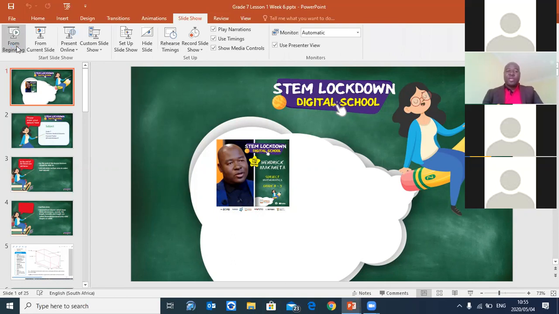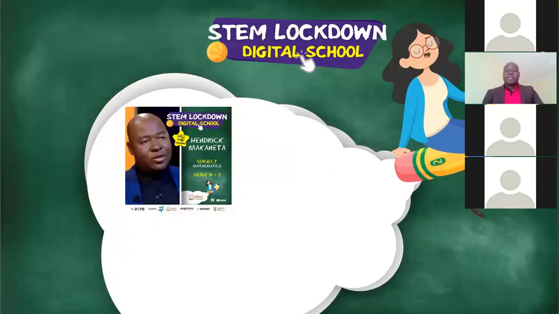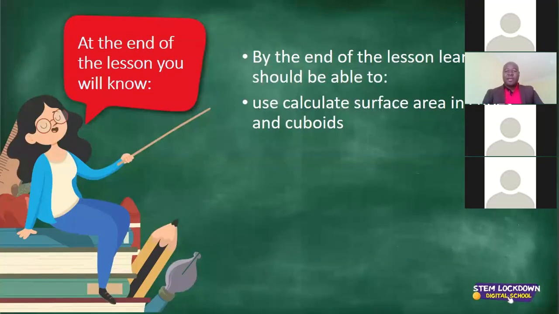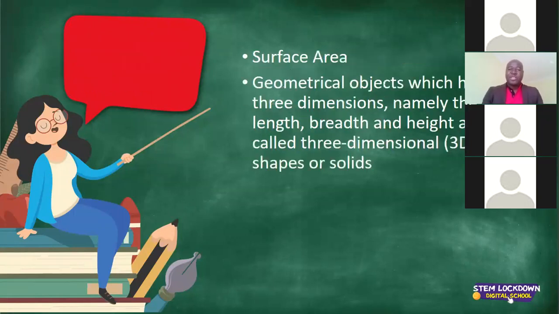Now, without any waste of time, we need to be able to calculate again the surface area of cubes as well as cuboids. This is the objective of today's lesson. At the end of this lesson, you must be able to calculate the surface area of cubes as well as cuboids. And this is a continuation from the previous lesson that we had.